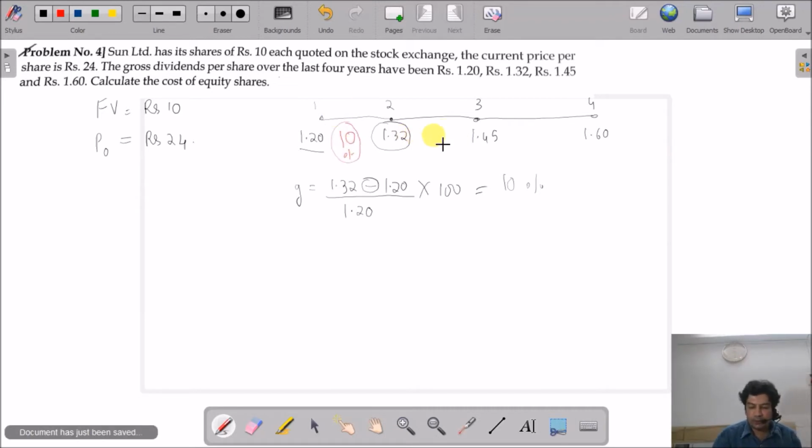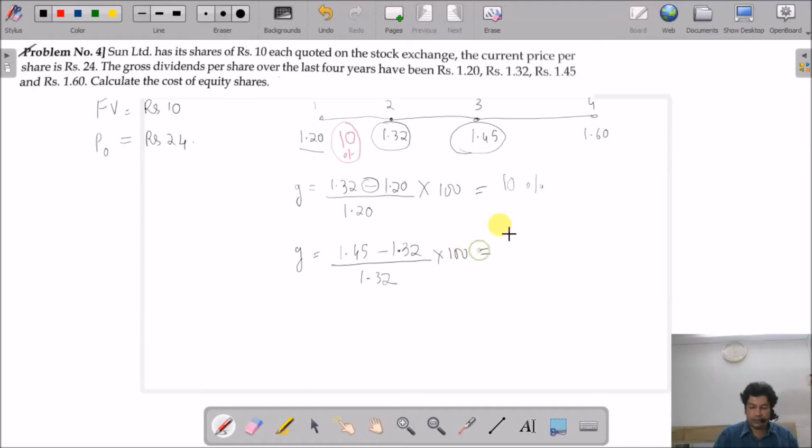Okay, now we are going to find the growth rate of this period. So again we are going to do the growth rate, that is 1.45 minus 1.32, then we are going to divide by 1.32, and then we are going to multiply by 100. So 1.45 minus 1.32 divide by 1.32 and percentage. So here I am getting the answer 9.85% approx. So this is my growth rate. So here it is 9.85 percentage of growth in the dividend.